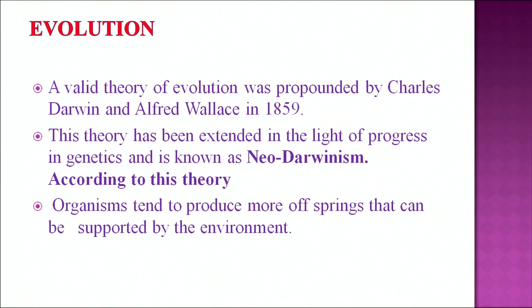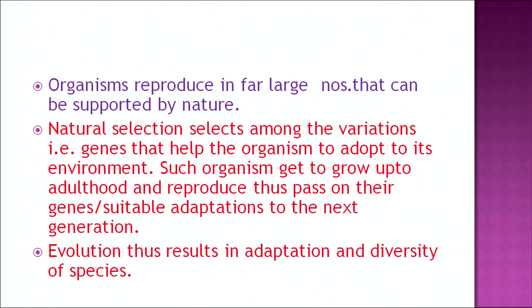Coming to the topic of evolution, a valid theory of evolution was propounded by Charles Darwin and Alfred Wallace in 1859. This theory has been extended in the light of progress in genetics and is known as neo-Darwinism. According to this theory, organisms tend to produce more offspring than can be supported by the environment. Organisms reproduce in far larger numbers than can be supported by nature.